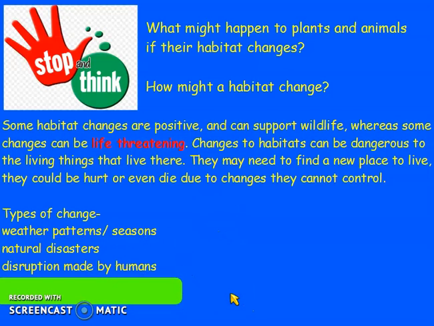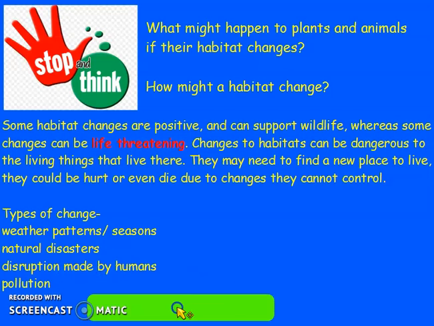It can also change because of the disruption made by humans. Unfortunately, humans can damage habitats by littering, water pollution, cutting down trees, building homes, and habitats can also change because of the pollution, and that includes air pollution and water pollution too. So these are the things that animals and their habitats might face that can be dangerous and life-threatening.